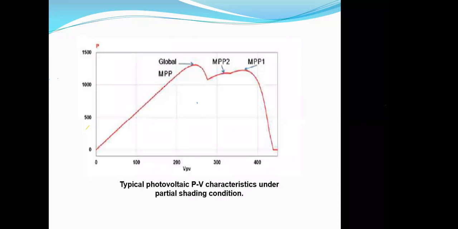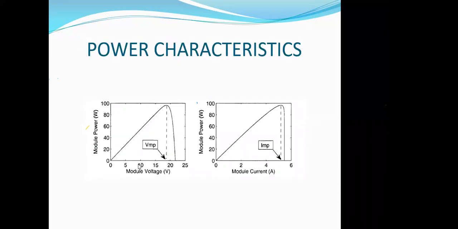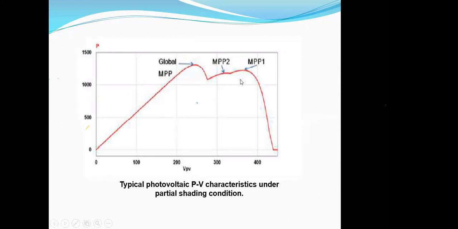This is the normal PV curve we have seen. This is the normal PV curve, and this is the case of partial shading. Sometimes there is a shade falling on the PV panel. It might be due to nearby trees or nearby buildings, or might be due to the shade of one panel falling on the other panel.